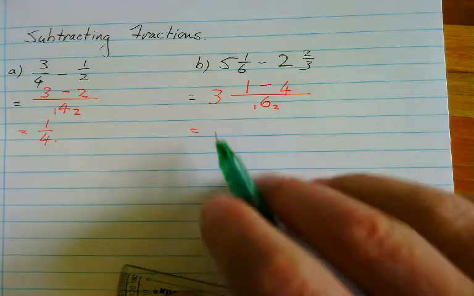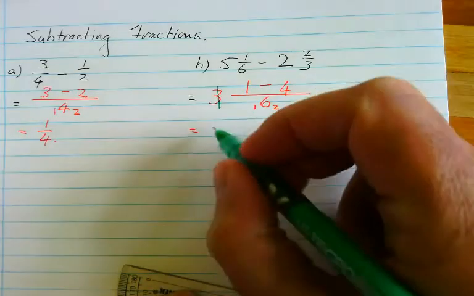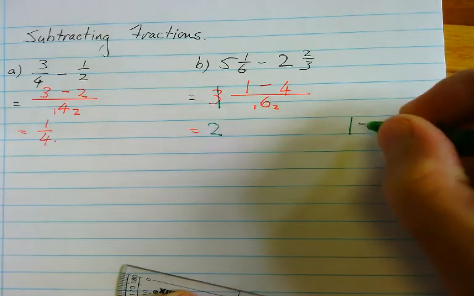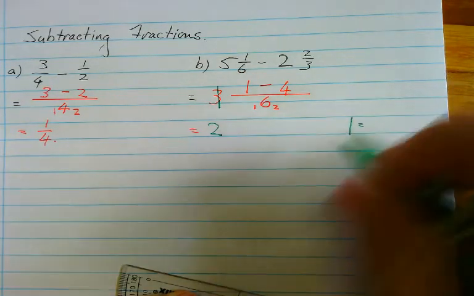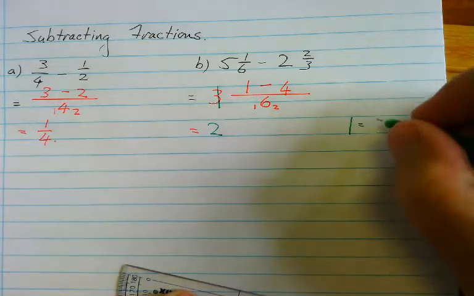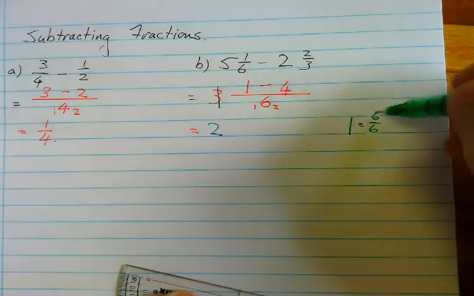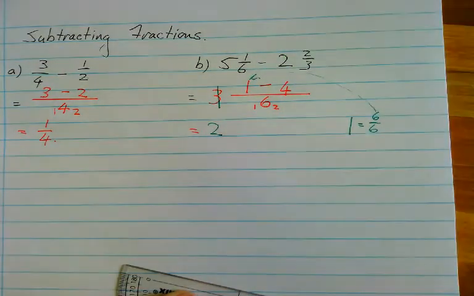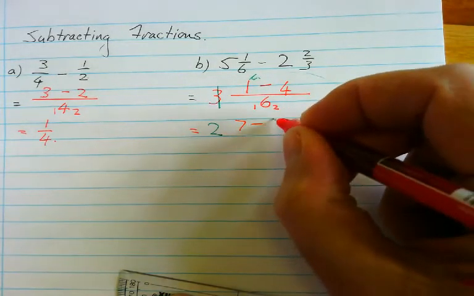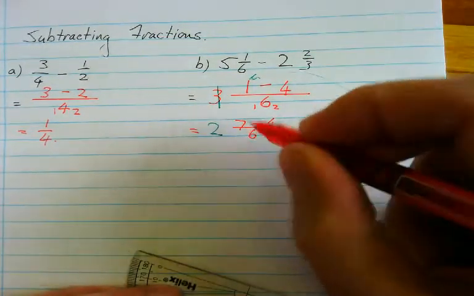Now I've got to go and borrow from the whole number. So I draw a line through the whole number and I write 2 because I've borrowed 1. And on this same line over here, I write the value of the one that I borrowed, and obviously it'll always be the denominator. So in this case, I've borrowed 6 over 6. And then I add that 6 to the 1, and I have 7 minus 4 over my denominator, which is 6.